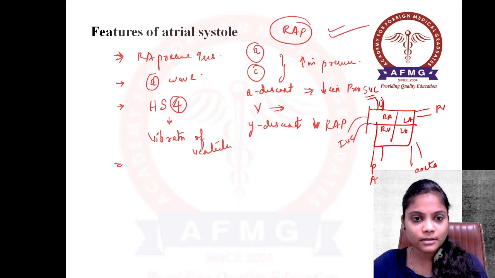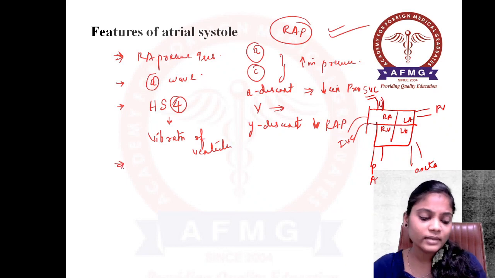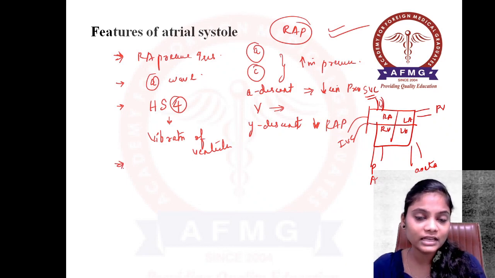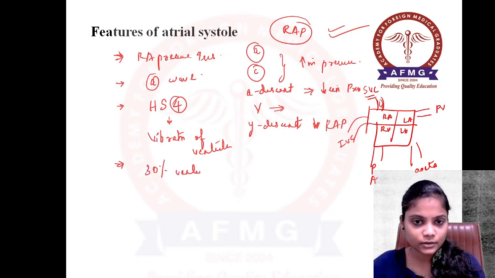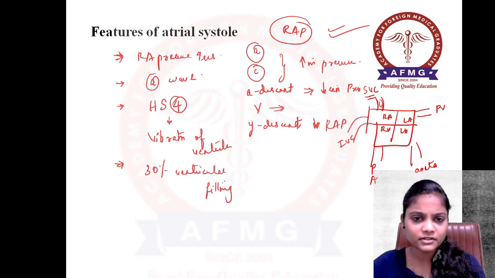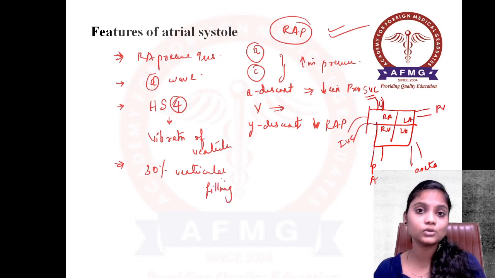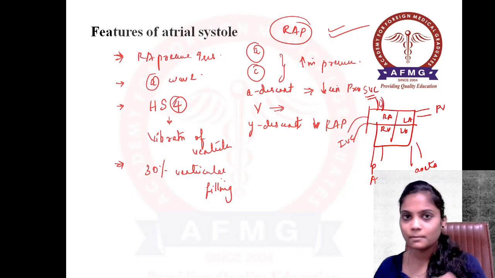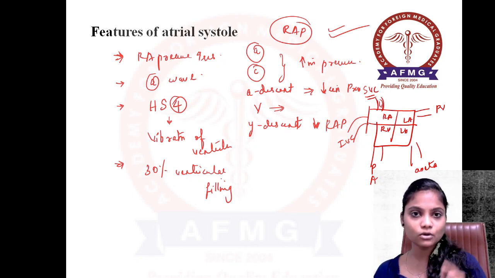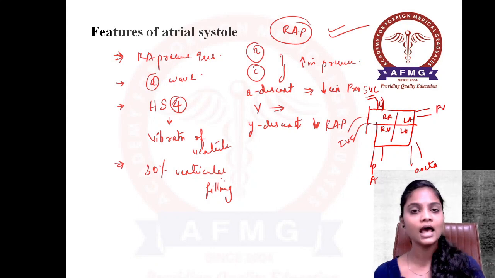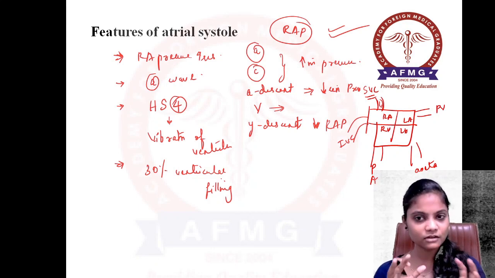So please, remember in the features of atrial systole how much blood filling there will be. That is 30% of your ventricular filling. This is the main important feature of atrial systole. What happens in contraction? Pressure will be increased, heart sound 4 will be produced because of the vibration of the ventricles, and 30% ventricular filling will be there.